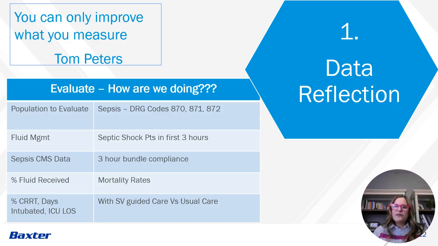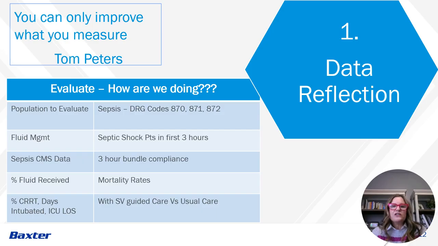So maybe a good population to evaluate might be your sepsis patients, because they tend to get a fair amount of fluid. You could look at DRG codes 870, 871, 872. And if you have a group, I know at my hospital I'm still affiliated with, I would get nurses to help me with projects, because that would help them on their ladder of excellence to increase. They have the ability to do things to get more dollars in their pocket. So kind of like a ladder for excellence.